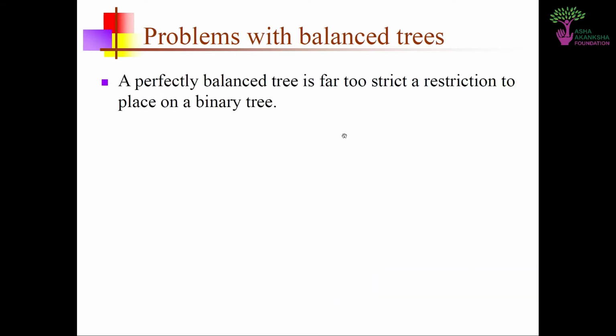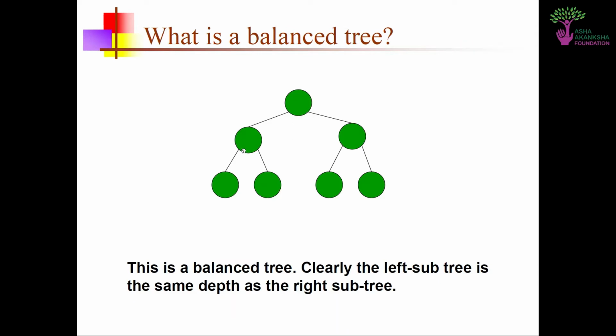What are the problems with balanced trees? A perfectly balanced tree is far too strict a restriction to place on a binary tree. Why is that the case? This is a perfect binary tree because we have to fill each and every node here. So if we had to fill, let's say, 6 nodes in our tree, how could we do that? Then how will we do that?